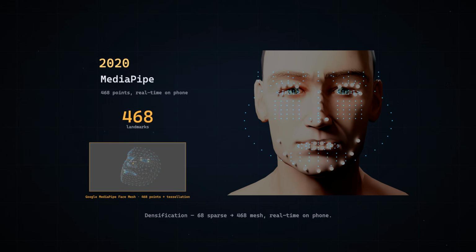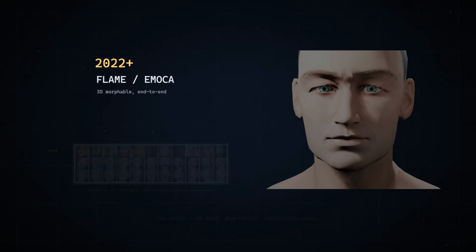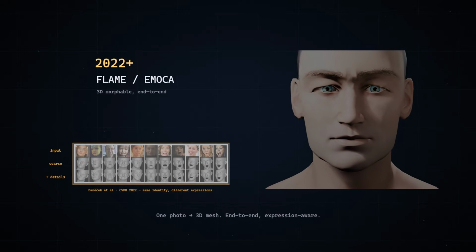2020. MediaPipe. 468 dense points. A full-face mesh. Running on your phone at 30 frames per second. The technology behind every modern face filter.